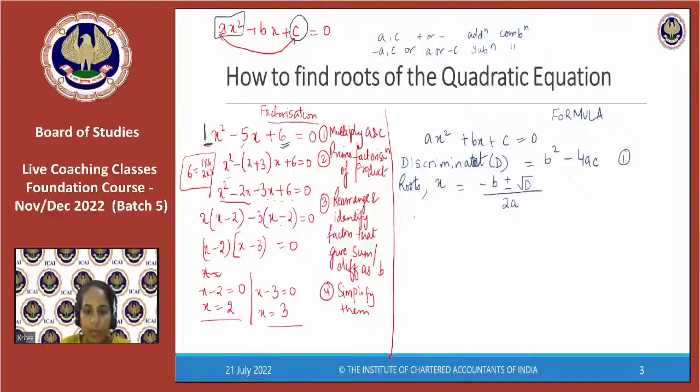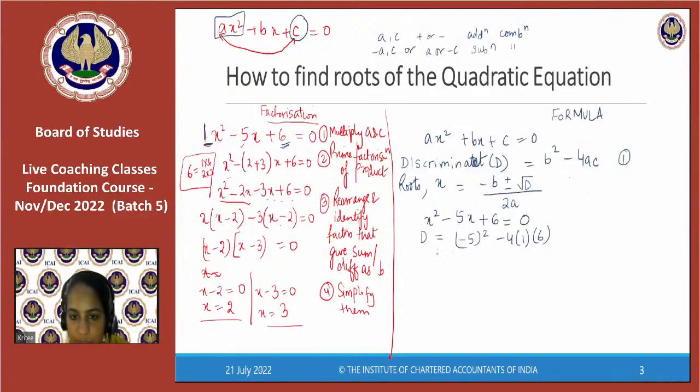So now if I have to apply this into the question given, you will think that factorization is good. But in some cases where factorization is not easy to do, or in case of irrational roots, you will find that this formula method is far better. So you find out D here. D is b square minus 4ac. That is minus 5 square minus 4 into a into c. So this gives me 25 minus 24, which is equal to 1.